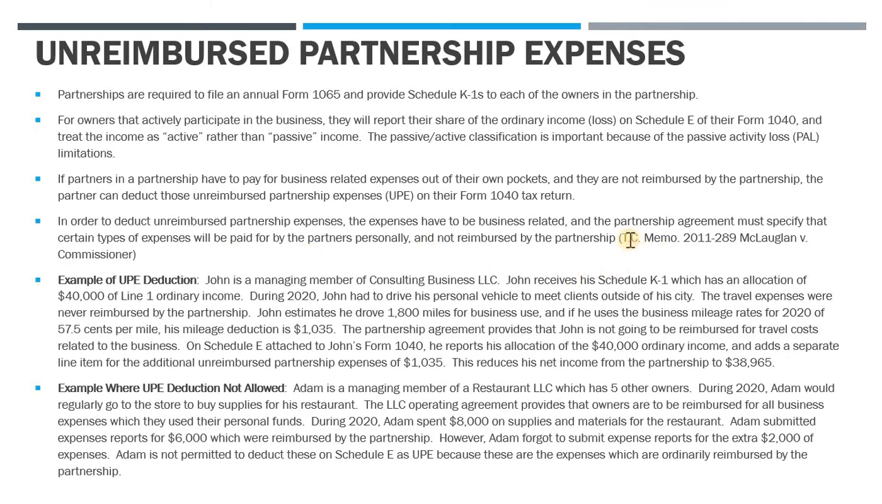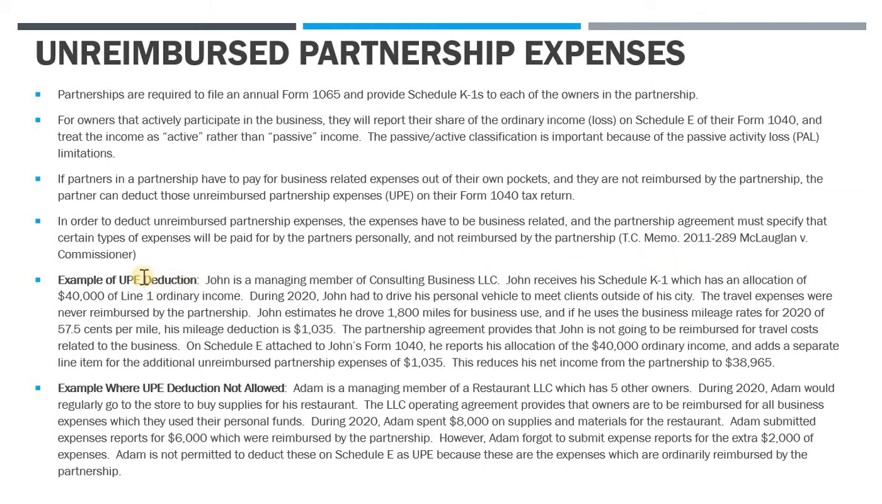And so this was addressed in a recent case, McLaughlin versus Commissioner, where you had an owner who was paying for business-related expenses, deducting them as unreimbursed, but he was denied the deduction because the expenses were traditionally reimbursed by the partnership. So in other words, they're saying, look, if you incurred expenses, you can't deduct them on your personal return because your policy says that you have to submit the claims to the partnership and get reimbursed that way. And then the partnership will take the deduction.